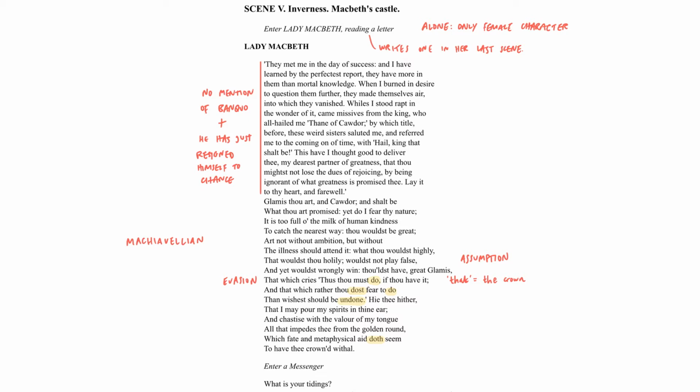And yet, there's a curious evasion in her language, because she doesn't talk about the murder directly. "That which cries, 'Thus thou must do, if thou have it.'" So we're never actually using murder or assassination directly. In fact, assassination is another neologism later in the play. "If the assassination could trammel up the consequence." Macbeth won't say murder either there. He uses assassination instead, making it sound a bit more technical, a bit more acceptable.